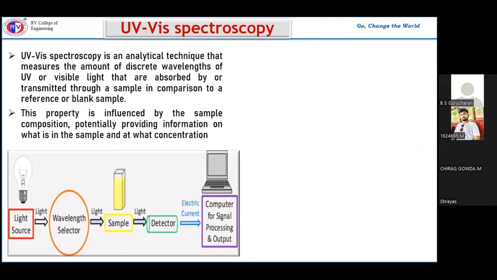As you can see, this property is influenced by sample composition, potentially providing information on what the sample is and what the concentration is. The main components which are... next please.